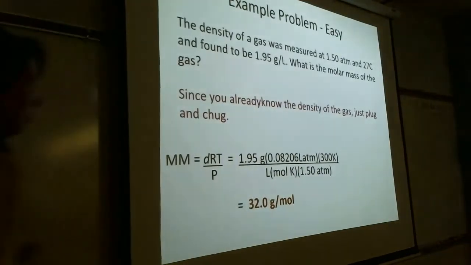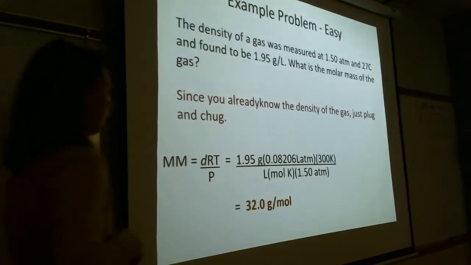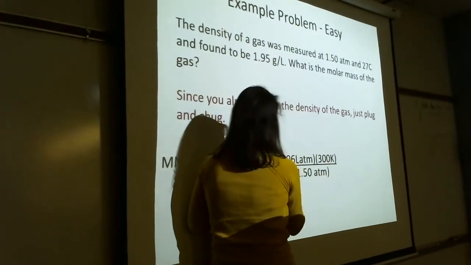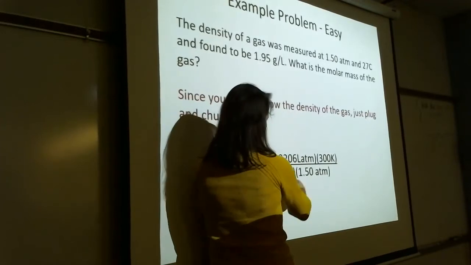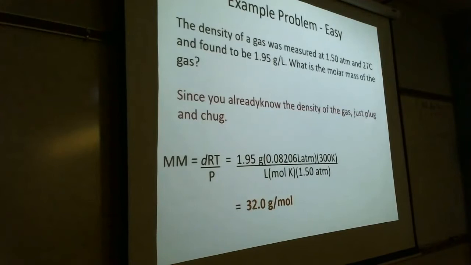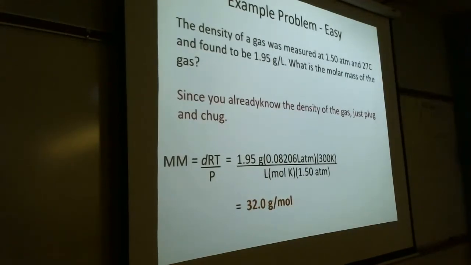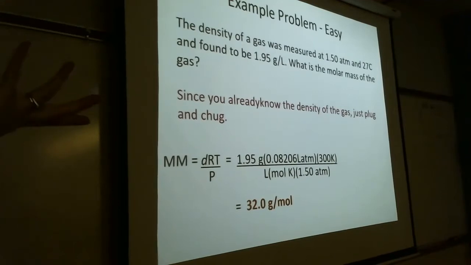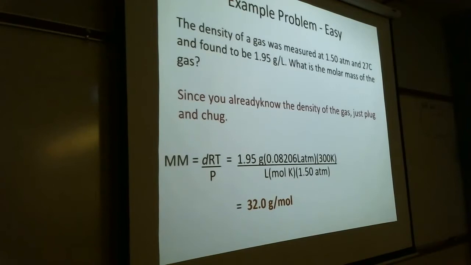Molar mass here will be 32 grams per mole, right? Because atmospheres cancels, kelvins cancels, liters cancels. That leaves you with grams over moles. So this one's easy because I gave you the density. That was very sweet of me. Of course, if I don't give you the density because I'm feeling devious and mean, which is a very real possibility, then you calculate the density using the procedure I just showed you and then plug that in.